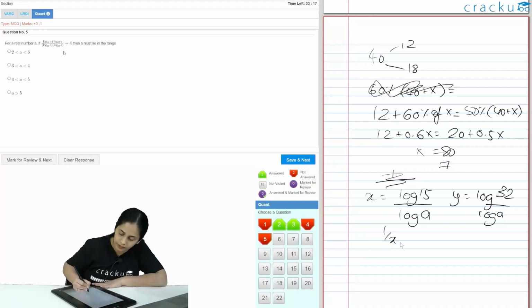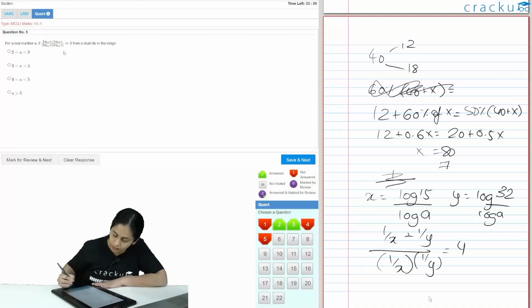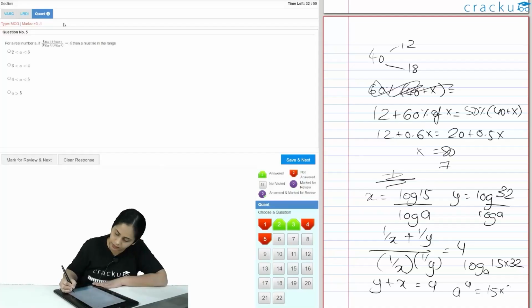So this is 1 by x plus 1 by y upon 1 by x into 1 by y. This is equal to 4. So this is xy, the top. So this is y plus x is equal to 4. So log of, so essentially this is log of 15 into 32. The base A is equal to 4. So A raised to 4 is equal to 15 into 32.